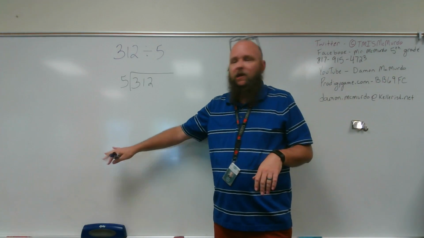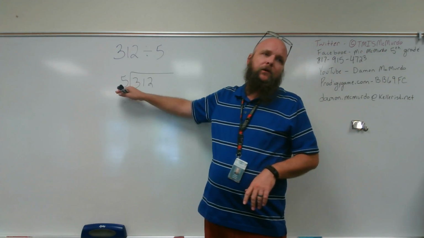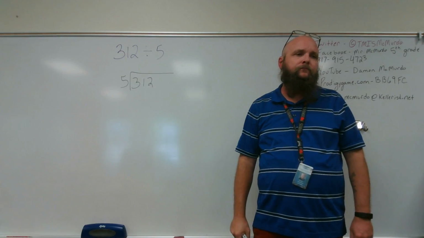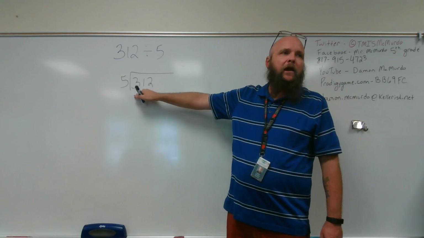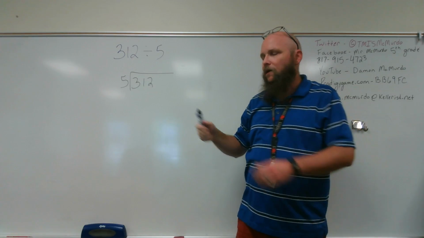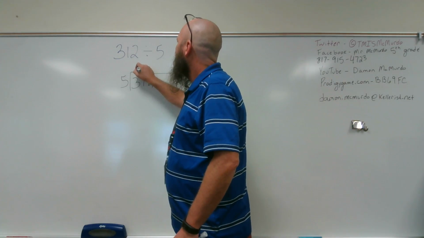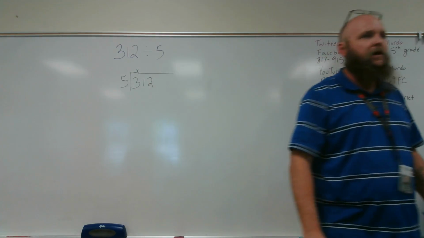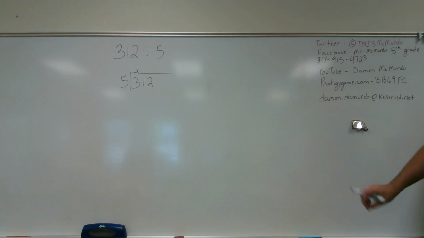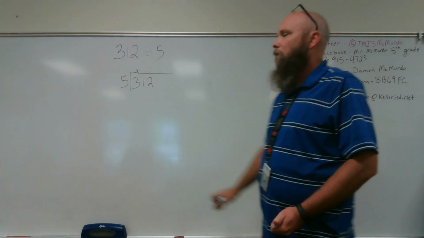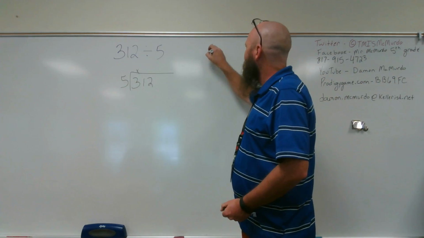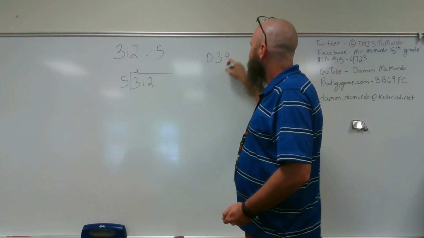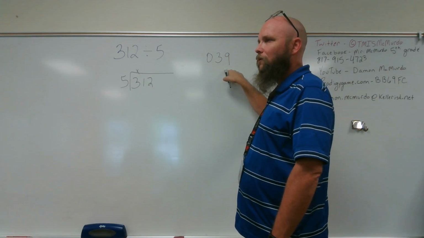Now we look at this one. Mia, does 5 go into 3? No. It's got to be equal to or greater than in order for it to go into. Since it doesn't go into 3, I am not going to have a number above the 3. There's nothing in my quotient above the 3. You wouldn't put a 0 at the front of a number. That just looks messed up.